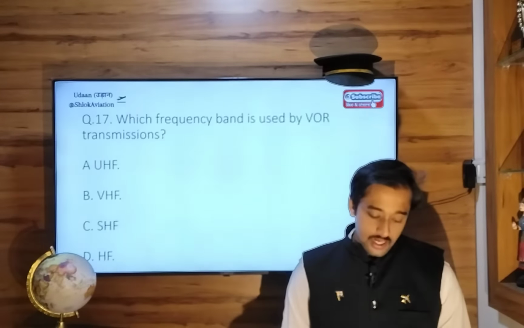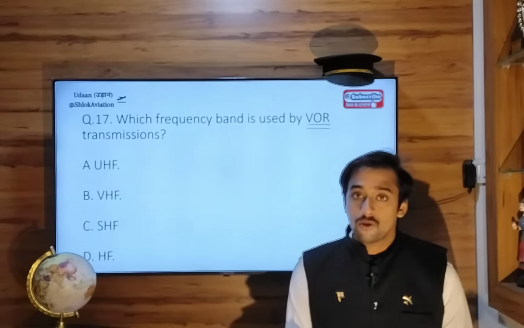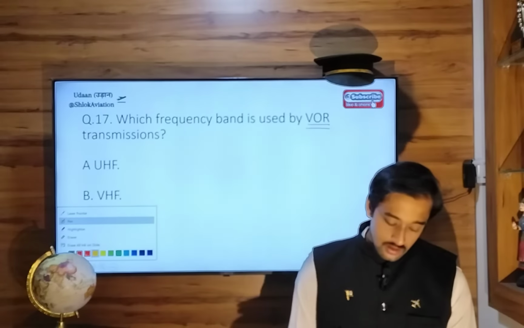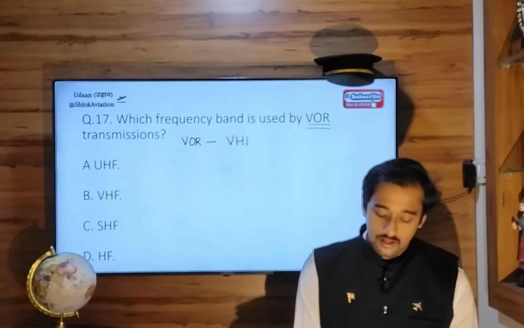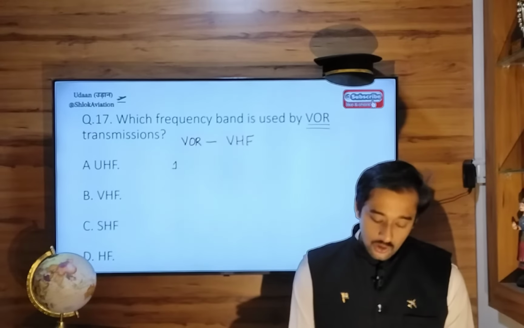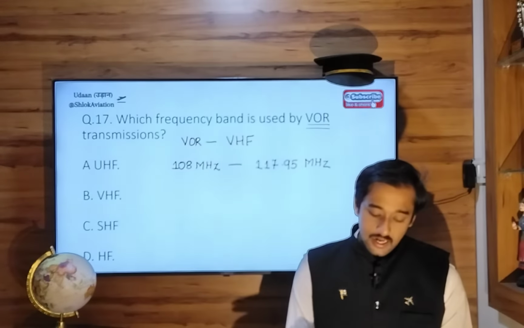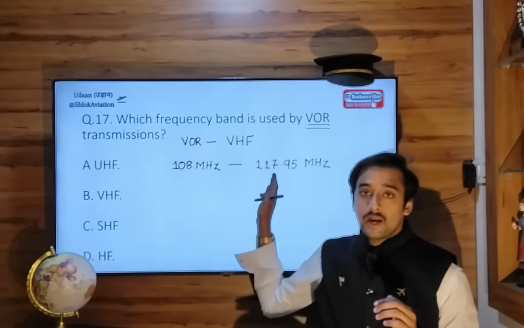Next, question 17. Which frequency band is used by VOR? Very simple question, frequently asked in exam. So VOR works in the frequency band of VHF, starting from 108 megahertz to 117.95 megahertz. Now, one important thing to note is that this is the total band, 108 to 117.95.